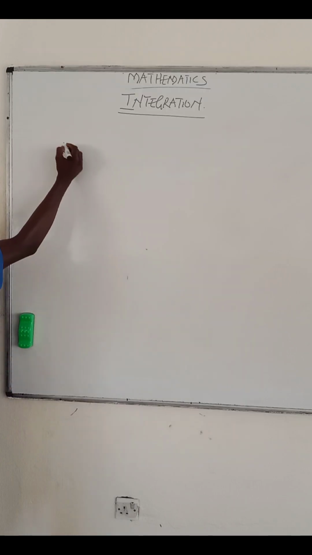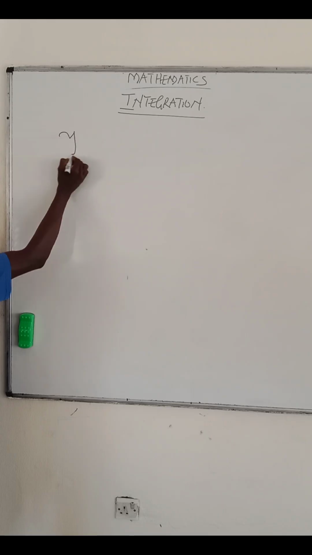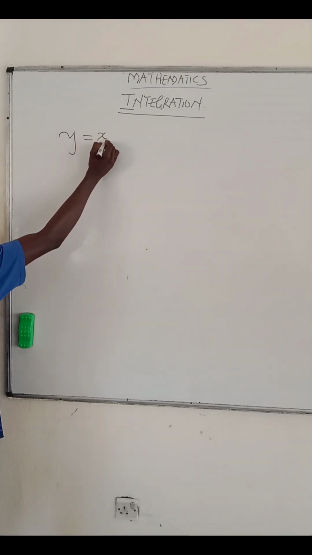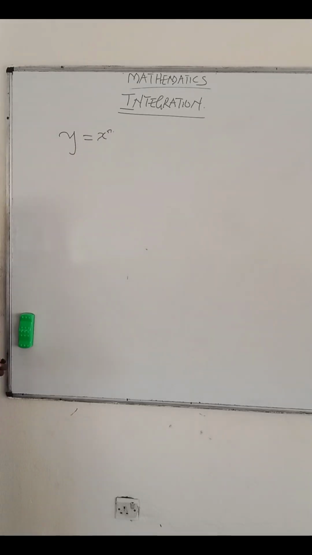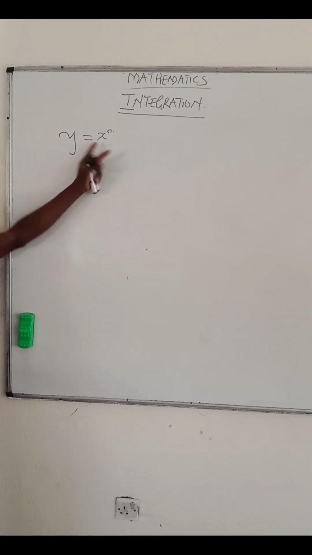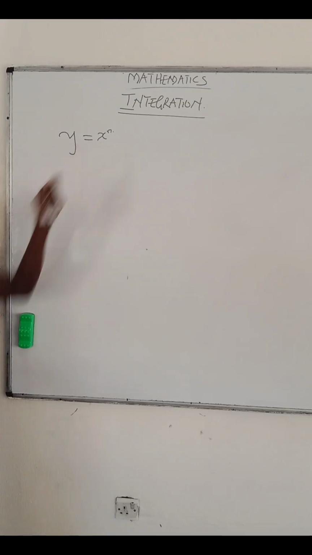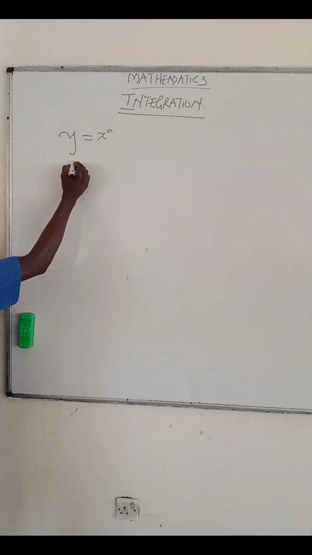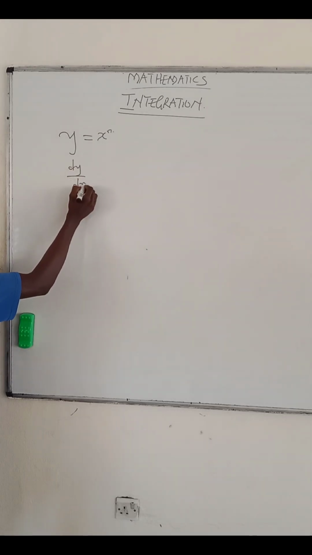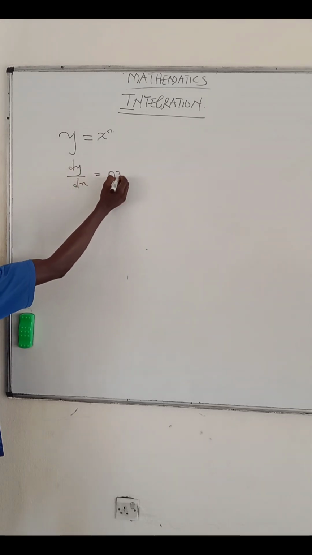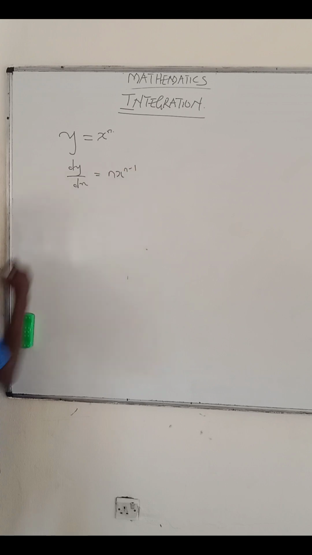Now let's quickly go. When you have y is equal to x raised to power n. Is that not so? Yes. So now, in differentiation, when you have y is equal to x raised to power n, you are going to have dy over dx is equal to n x raised to power n minus 1 in differentiation method. But we are not dealing with differentiation. We are dealing with integration, which is the reverse of differentiation.